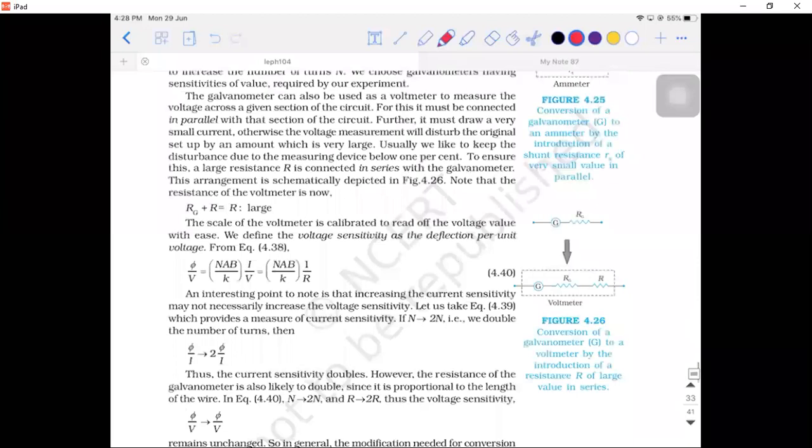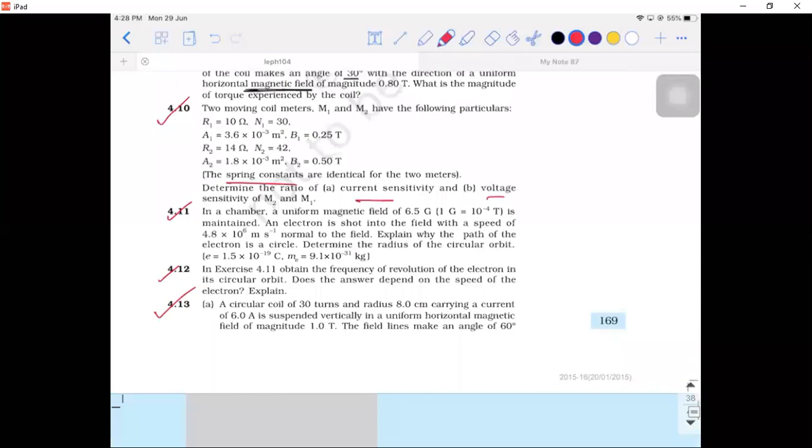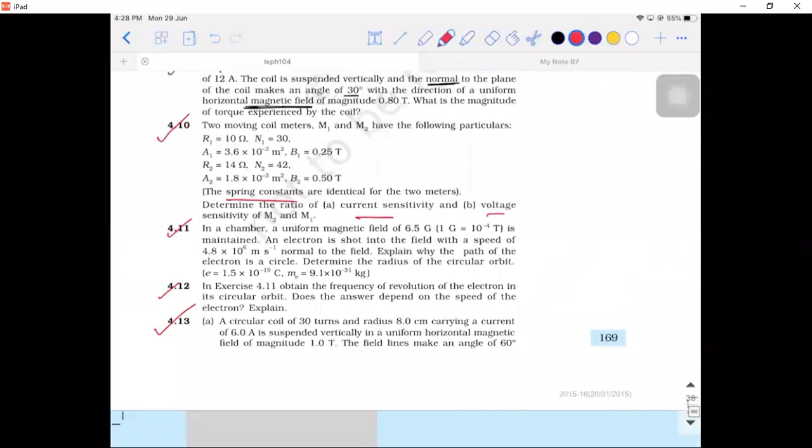So what we will do is we will do a few problems. Did you people try this problem? I had asked you to do it in the previous class. So 4.10. You have two moving coil meters M1 and M2, where the resistance of the first coil is 10 ohm and the number of turns in the first coil is 30. A1 is 3.6 into 10 power minus 3 meters square. B1 is 0.25 Tesla. Similarly, you have some other device in your hand. The spring constants are identical for the 2 meters. Determine the ratio of the current sensitivity.